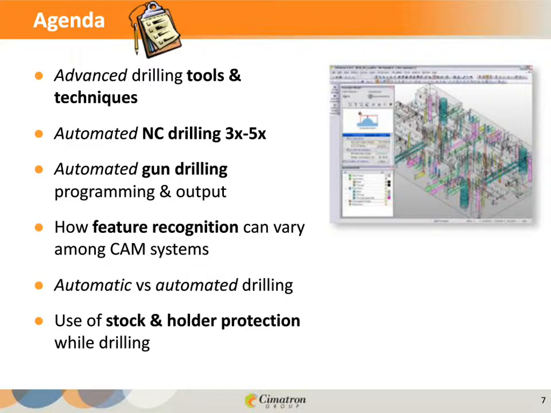Thank you, Pat. So today we're going to talk about advanced drilling tools and techniques, automated NC drilling from 3-axis to 5-axis, automated gun drilling, programming and output, how feature recognition can vary among different CAM systems, and the difference between automatic versus automated drilling. We're also going to look at the use of stock and holder protection while drilling.